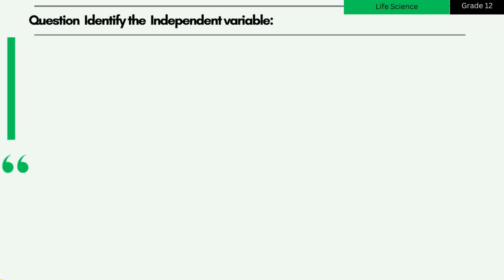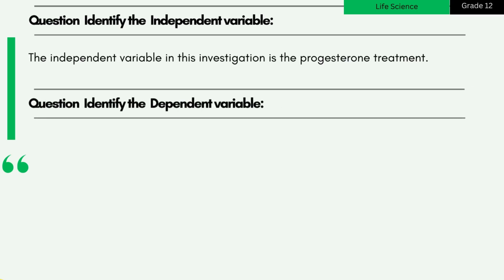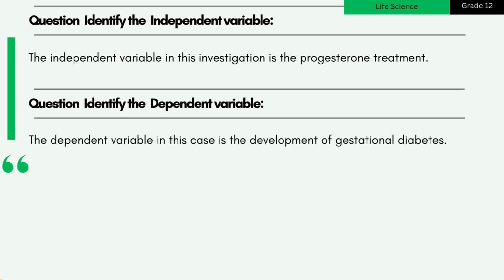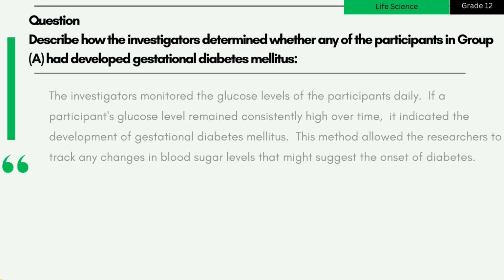Question. Identify the 1. Independent variable. The independent variable in this investigation is the progesterone treatment. 2. Dependent variable. The dependent variable in this case is the development of gestational diabetes. Question. Describe how the investigators determined whether any of the participants in Group A had developed gestational diabetes mellitus.